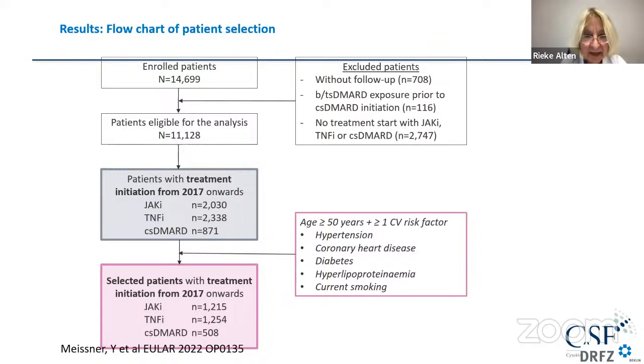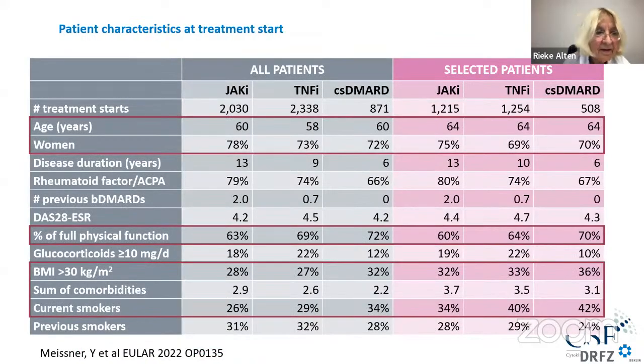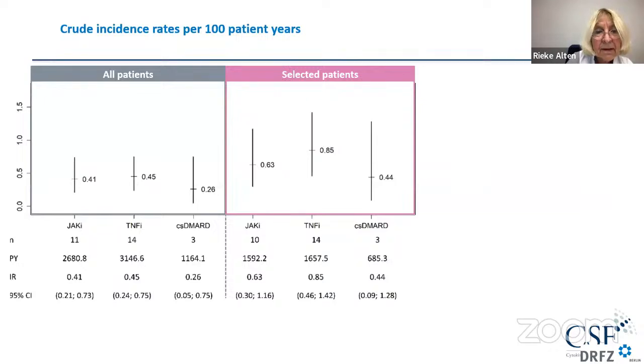And the interesting result, you can see it on the next slide, is that the patient's characteristic at treatment start were elderly patients, mostly women. Here you can also see the function. As I mentioned before, function is very important, and the steroids were not so high, less than 20% normally. And the next slide, please. The crude incidence rates were per 100 patient years, you can see here. And the next slide shows the result.